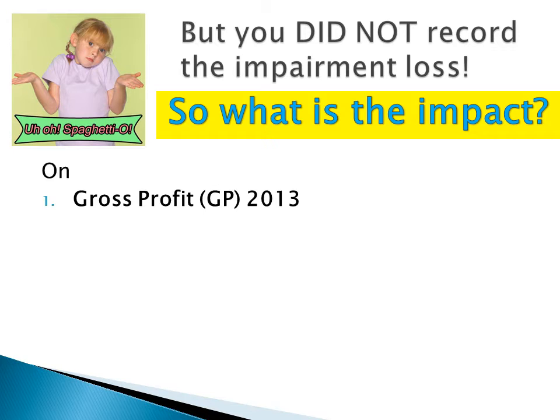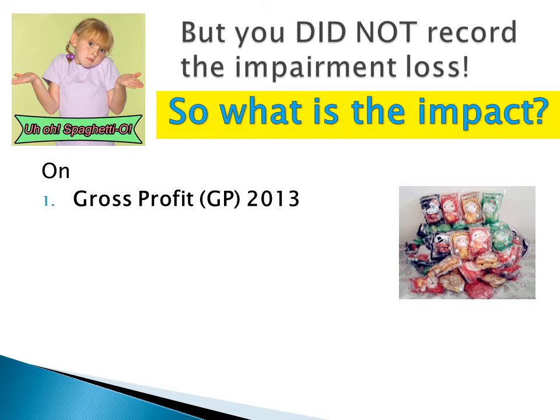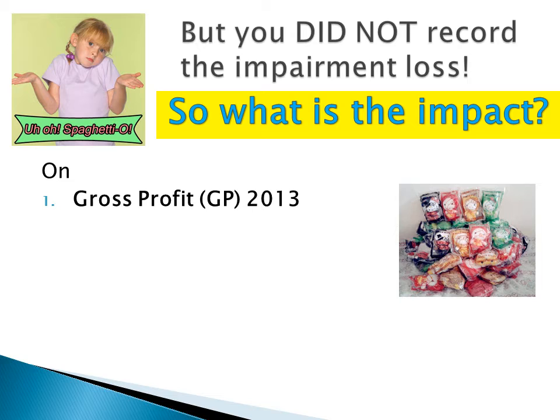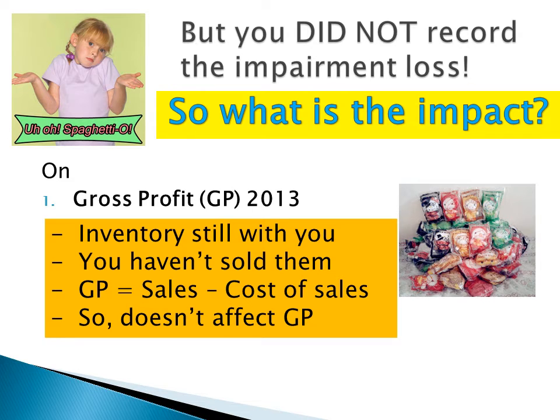So what is the impact on 2013's gross profit? Now you see this batch of inventory here. The inventory is still with you. You haven't sold them. So if you haven't sold them, there was no sales. There was no cost of sales. So if there was no sales and no cost of sales for this batch of inventory, there was no GP, and so it doesn't affect 2013's GP.